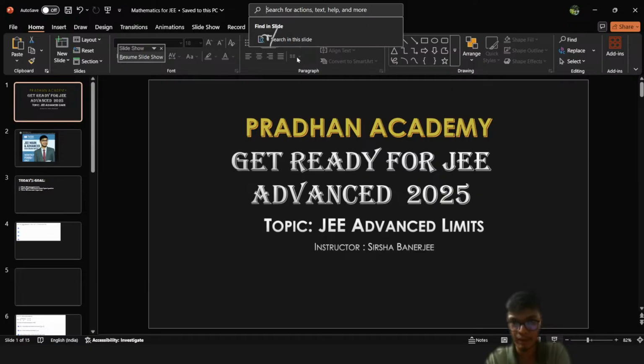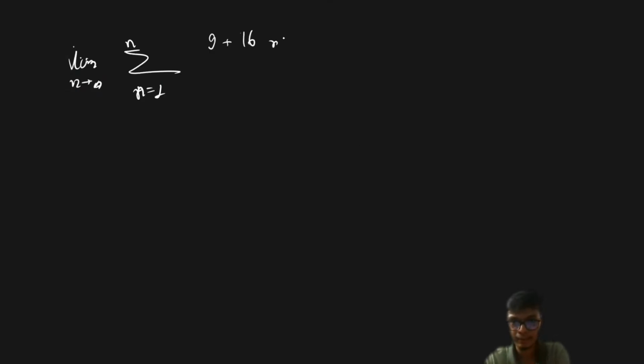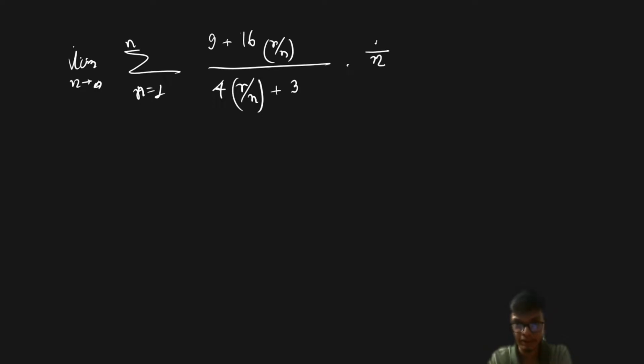Now from this summation, if I take the limit n tending towards infinity, for r equals 1 to n, I can simplify this and write it as 9 plus 16 times r upon n, whole divided by 4 times r upon n plus 3, and whole multiplied with 1 upon n.